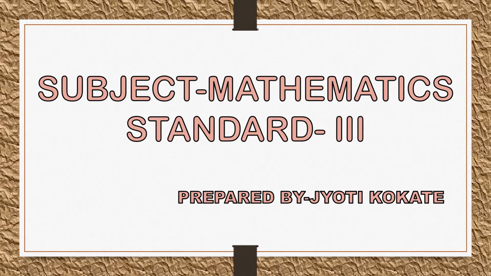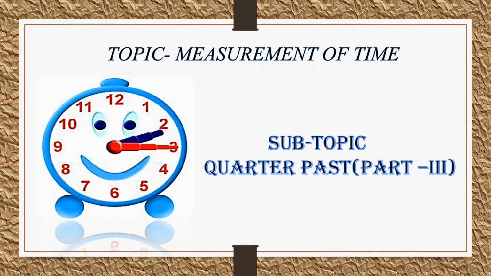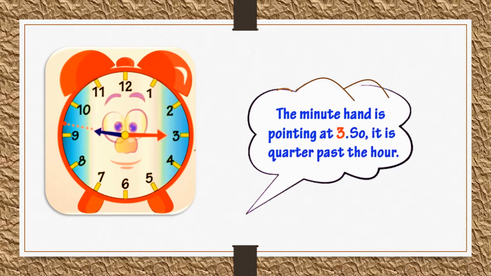Today we will be learning the subject mathematics from standard 3. In this video, we are going to learn the topic measurement of time and subtopic quarter past part 3. Children, first let us understand the quarter past. Look at the clock. In this clock, the minute hand is pointing at 3. So, it is quarter past the hour.